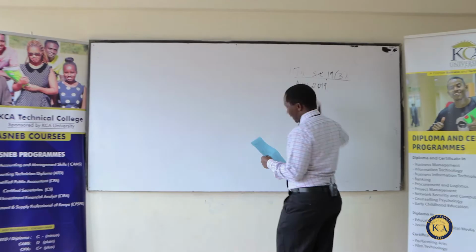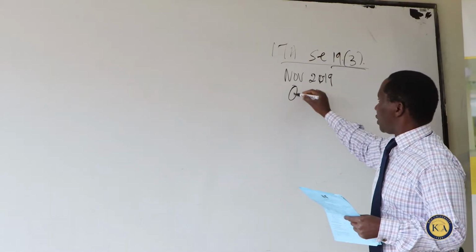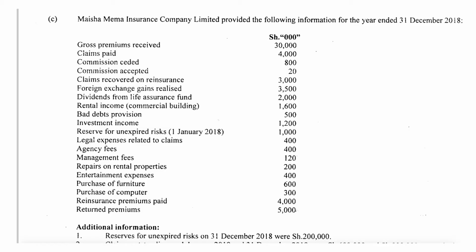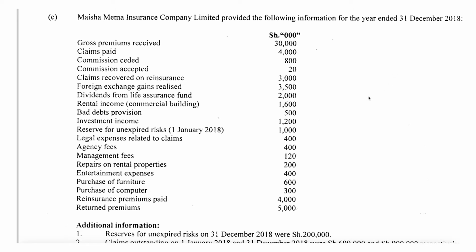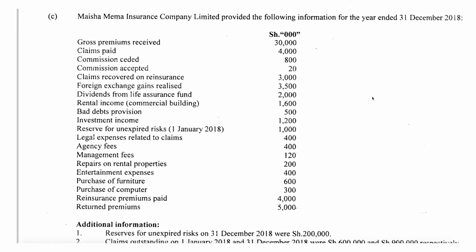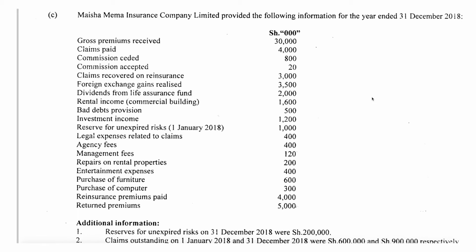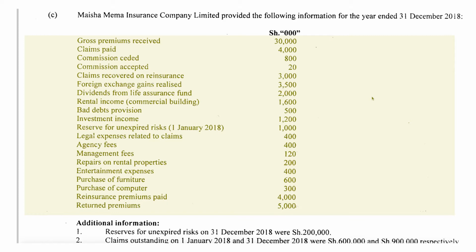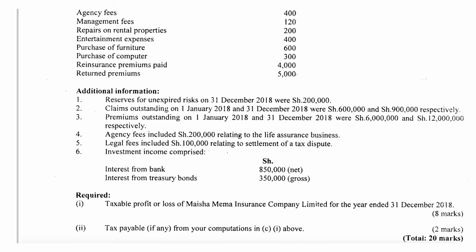We'll consider an illustration from last sitting, November 2019, and this is going to be question 3. In this question, known as Maisha Mema, we see as follows. You should have the question paper. Maisha Mema Insurance Company. The question gives details of the premiums received, claims paid, commissions ceded, and all these details that are as per the trial balance of this insurance company. Then we have the additional information which talks about the reserves for unexpired risk and the claims that are outstanding.